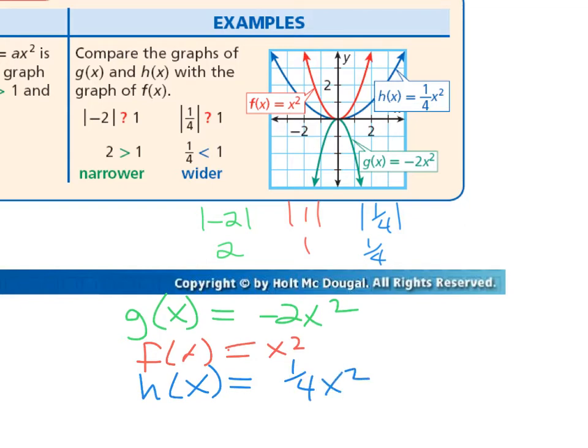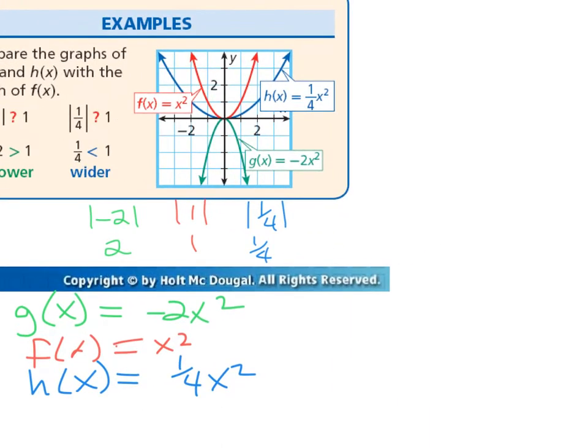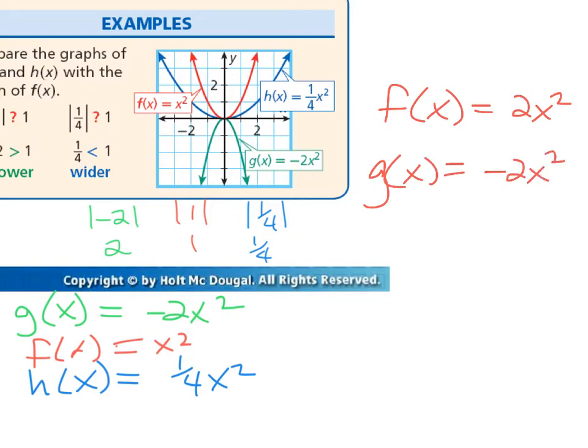So the smaller the number in front of x squared, the wider it is. And again, don't look at the negative sign. The negative sign tells you up or down. It doesn't give the value. Does that make sense? Because I could have two graphs. I could have f of x equals 2x squared and g of x equaling negative 2x squared. These are both going to have the same width, but what will be different is this one will be up and this one will be down. But both of them will have the same width. Does that make sense? All right.